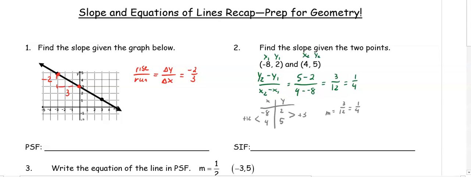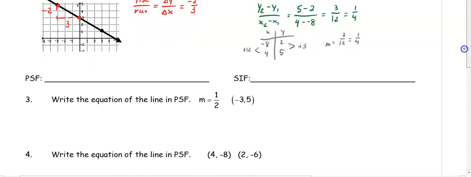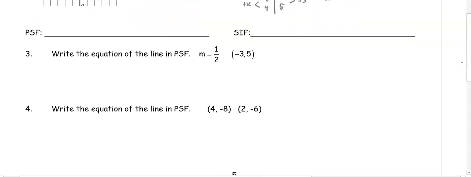The other part of this video is writing your equation of a line. So there are two forms. Point slope form, PSF, is y minus y1 equals m times x minus x1. And slope intercept form, which is y equals mx plus b.